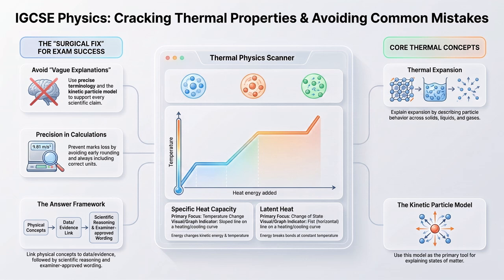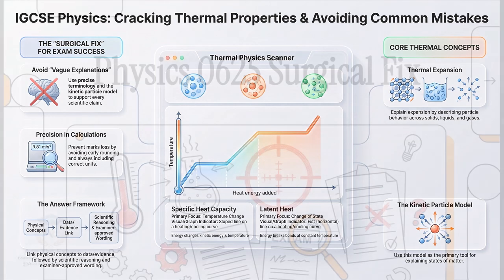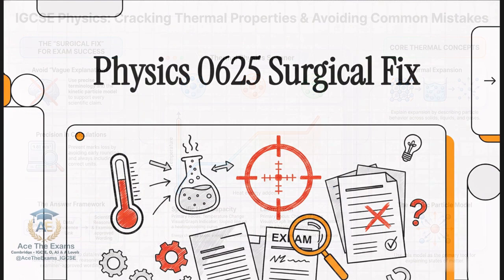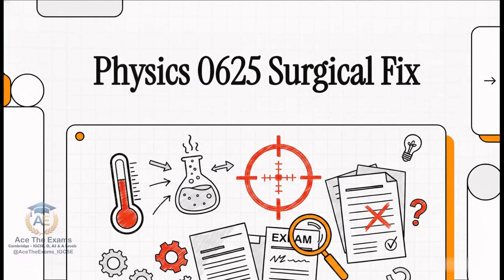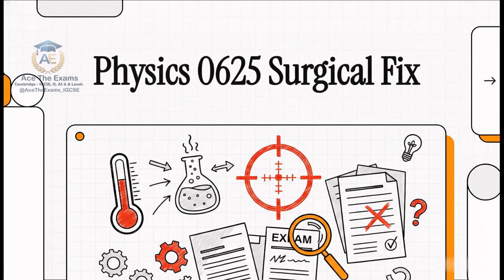Energy equals 4200 times 2 equals 8400, so the liquid heated up fast. If you write this exact sentence in your Cambridge IGCSE physics exam, you are bleeding marks. And here's the hidden pattern. Thousands of students make this exact mistake every single year. Today, we're performing a surgical fix on your exam strategy to stop this from happening to you.